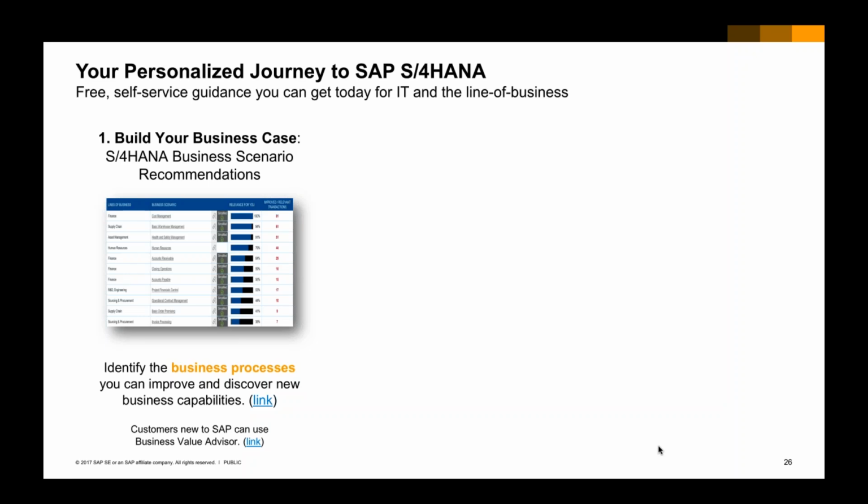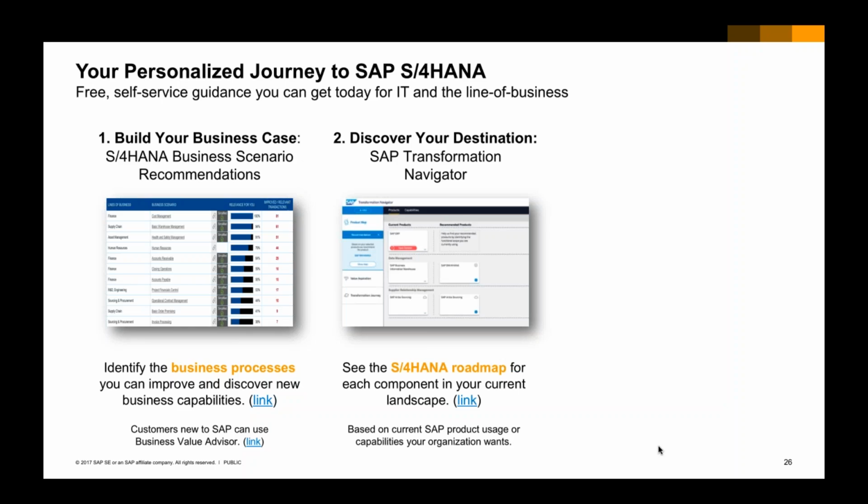So I would suggest using the business scenario recommendations because it will tell you exactly where S/4HANA can benefit your business. And then if you get off of step one, the next step would be to go to Transformation Navigator, where again, it takes your actual usage data, and then it comes back and it gives you a roadmap to say, hey, you're running warehouse management. Did you know that you could now make that part of your core?